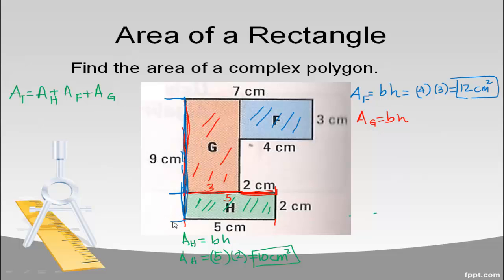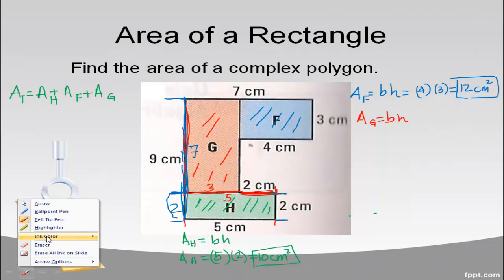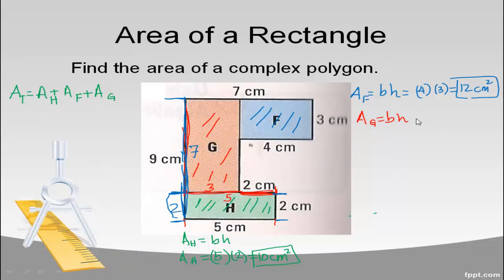I know what this piece from here to here measures because on this side from here to here I have 2, and opposite sides are congruent. That means that this piece here measures 2 also. So if the whole thing measures 9 and this piece measures 2, then this piece here has to measure 7. And now I have the height of G. So the area for region G has to equal, since now I have my values, the base we found is 3 and the height is 7. So this is 21 square centimeters.